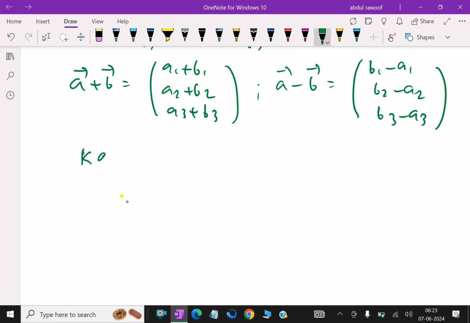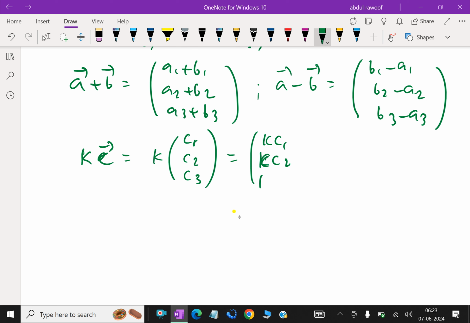Next, vector K times vector B. Suppose K times vector C: K is any constant scalar. Then K times C1, C2, C3 means each component is multiplied by K, which gives KC1, KC2 and KC3.